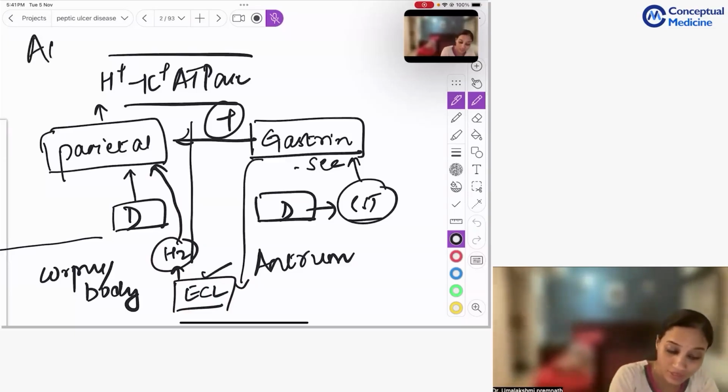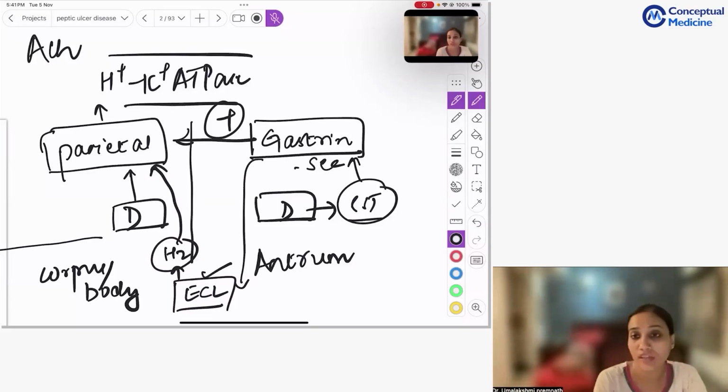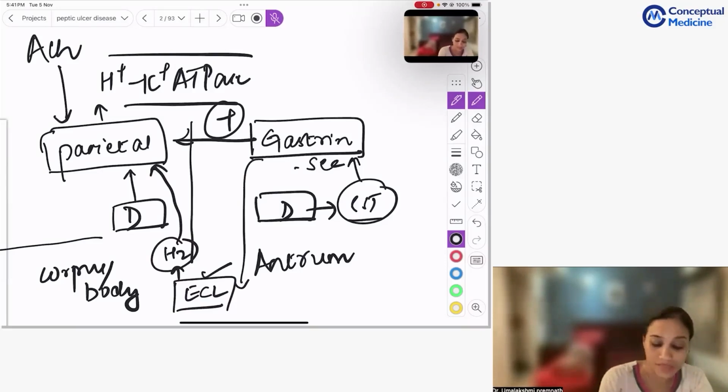Third is acetylcholine, which is responsible for the secretion of acid because it forms a part of the enteric nervous system. Acetylcholine directly stimulates parietal cells.